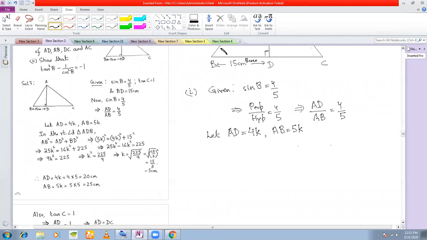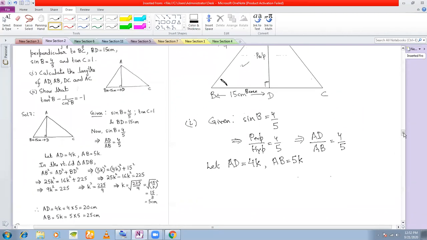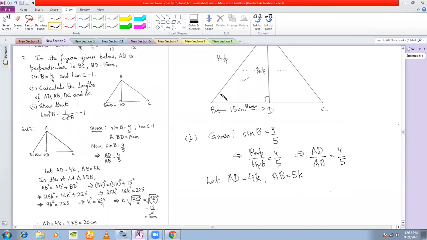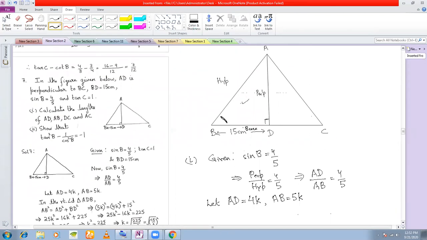So whenever you see a ratio AD is to AB, you can take the side AD as 4K and you can take the side AB as 5K. So AD here is 4K and AB here is 5K. Now what is the only side that remains here? Only BD I don't know in this right angle triangle. So can I find out BD from Pythagoras theorem in terms of K? Yes, I can find out.